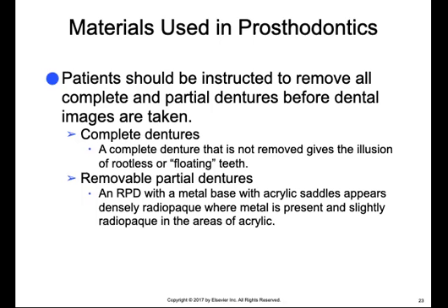A removable partial denture, also known as an RPD, with a metal base is usually constructed of a metal base with acrylic saddles that appear densely radiopaque where metal is present and only slightly radiopaque in the areas of acrylic. A removable partial denture whose base is totally constructed of acrylic is usually seen with wrought metal clasps.